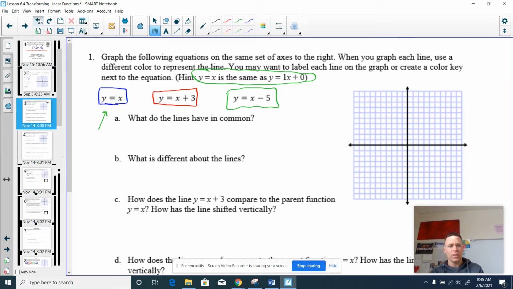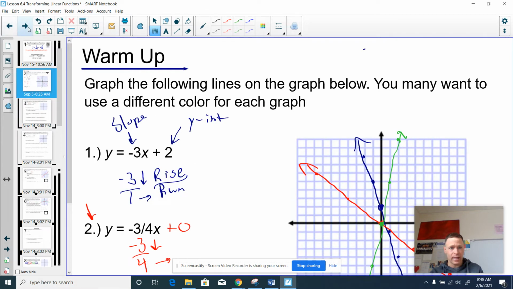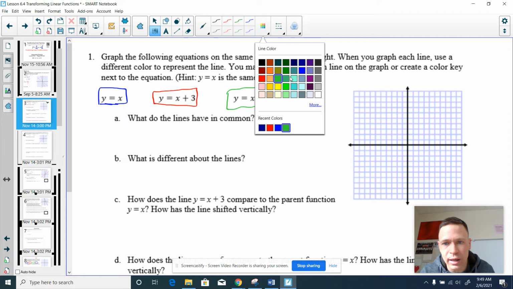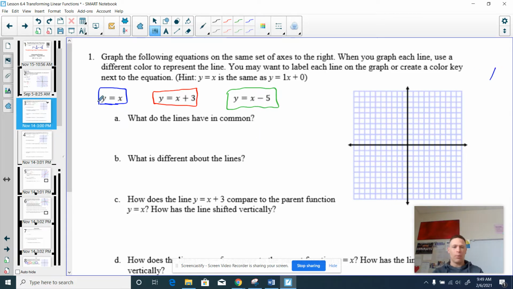Okay, so I'm going to go ahead and start graphing. I'm going to pick a color of blue here, and we're going to graph y equals x. Remember, that's 1x plus 0, so my y-intercept is 0, and I have a slope of 1. Up 1, right 1, up 1, right 1. That's a point, and I know it's going to go down to here. That is our parent function that we're going to compare everything to.